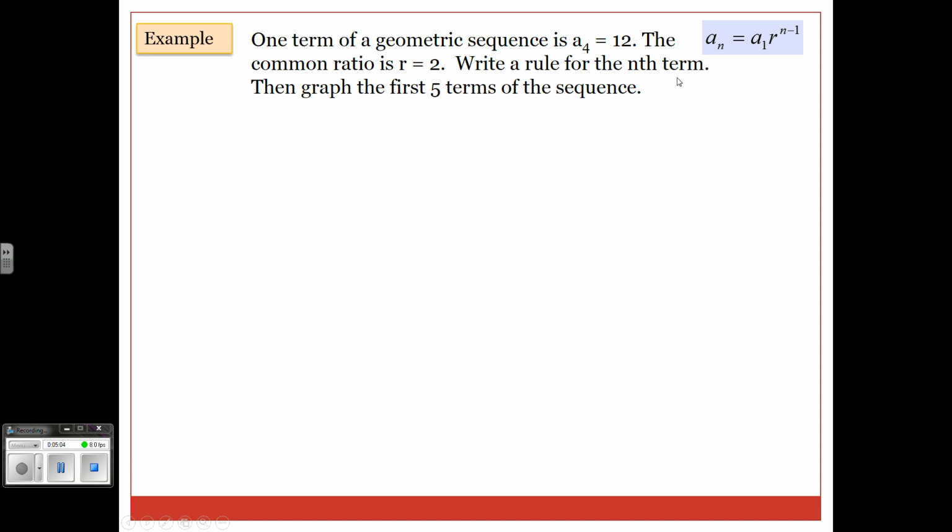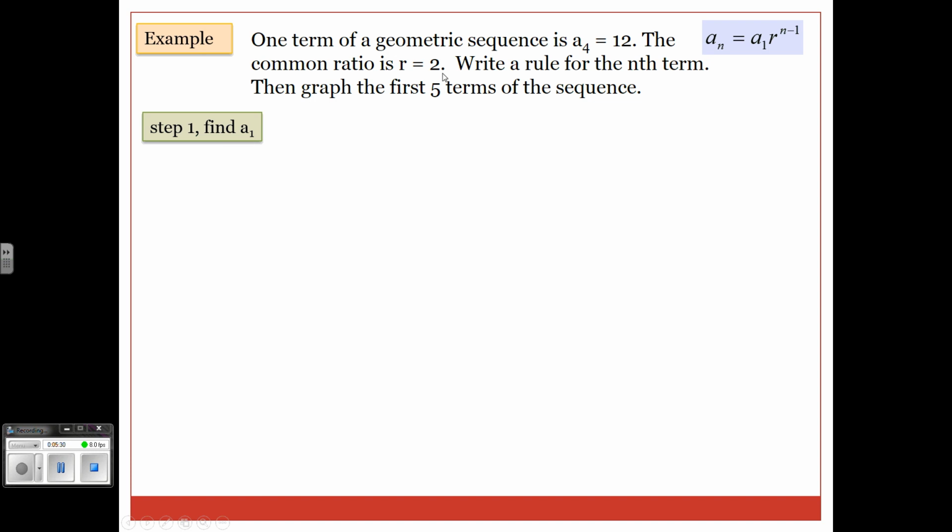So I put our little formula up here just to remind ourselves. But the first step is to figure out a sub 1, because we don't know that yet. So let's plug in what we have. We're looking for a sub 1. This is going to stay a variable. We know a sub n is 12. Actually, a sub 4 is 12. So this right here is going to be the term 12.